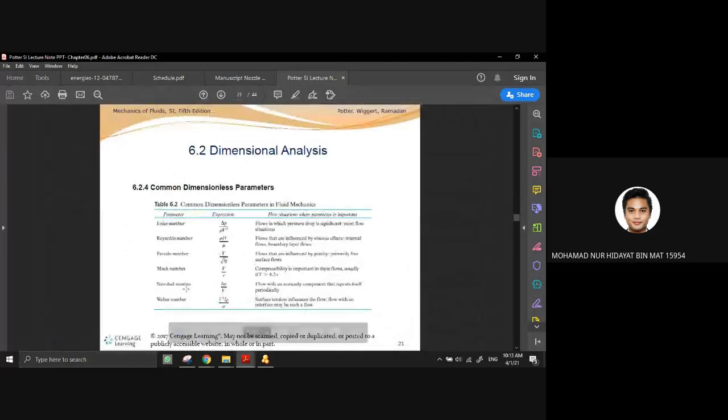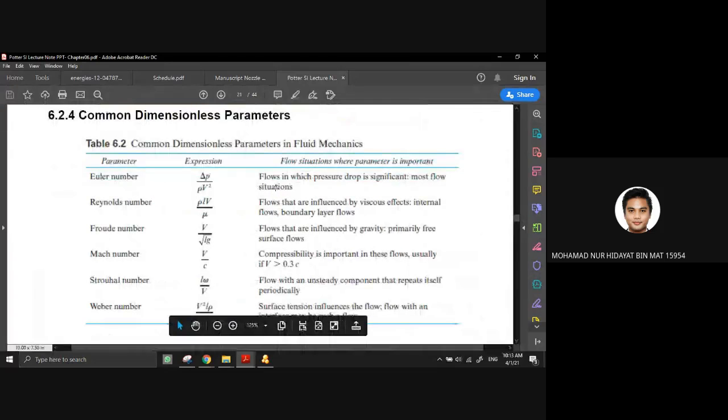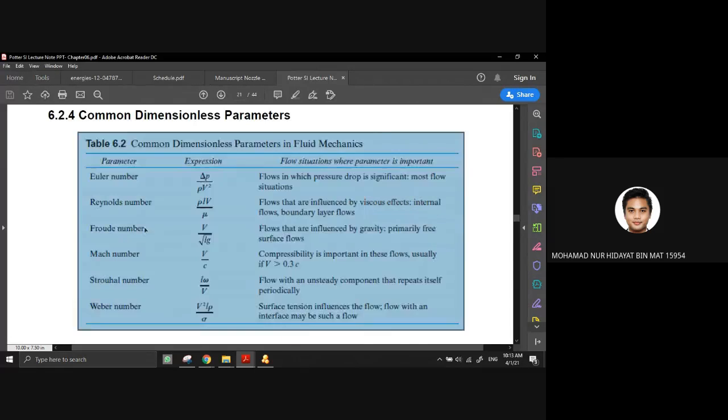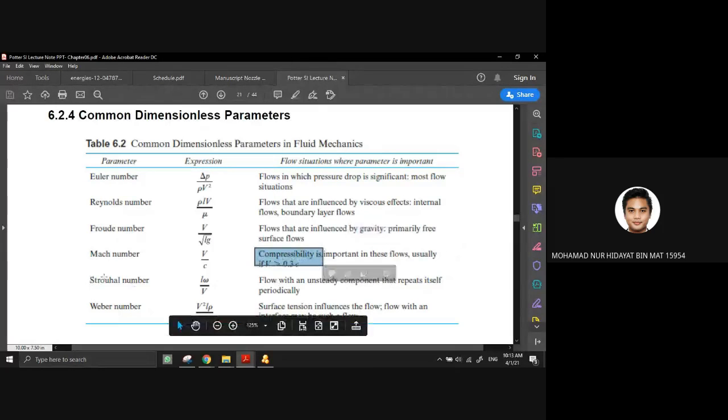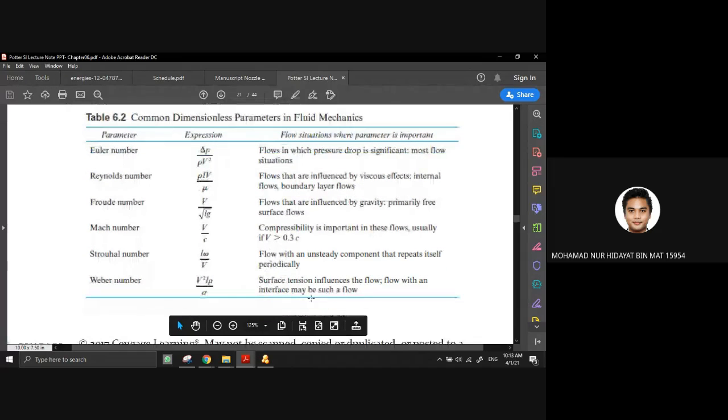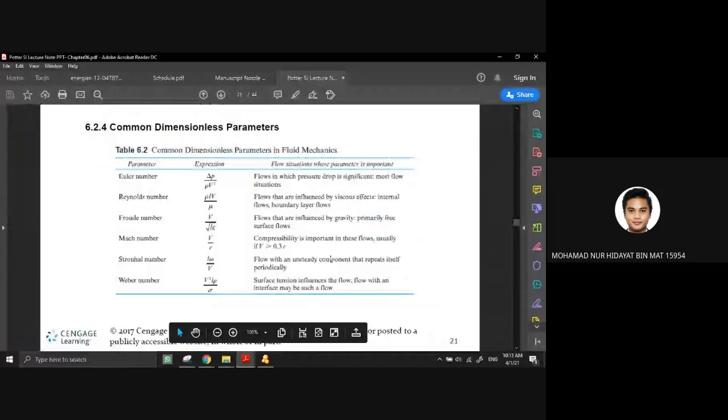So you can see here, as I explained before, the Euler number, flow is dominated by pressure drop. The Reynolds number is influenced by viscous effect. The Froude number is influenced by gravity. The Mach number is influenced by compressibility. The Strouhal number relates to the omega here, which repeats itself periodically. And the Weber number is surface tension. Okay.